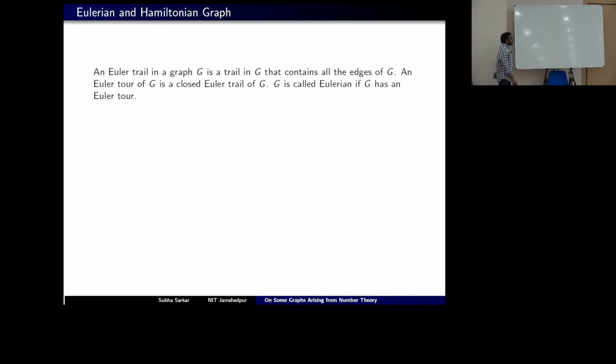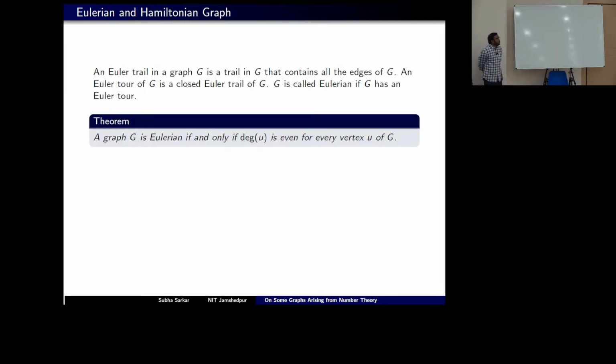And our graph G is said to be Eulerian if it has an Euler tour. So if you remember the Konigsberg 7-bridge problem, it says precisely whether the graph is Eulerian or not. That is, can we find a closed Euler tour in that graph. Now here is the famous theorem: G is Eulerian if and only if the degree of each vertex is even.